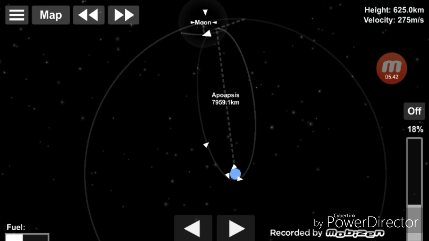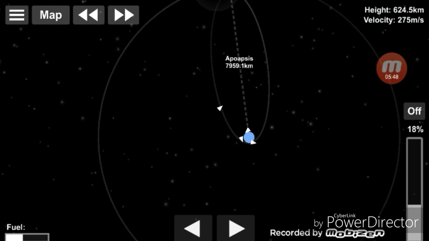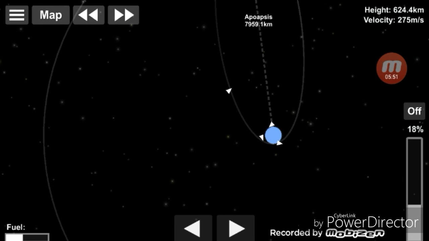You can also do flybys. You can encounter Venus to get to Mars, or get to Jupiter. Those things take a considerable amount of planning, and this does not have the LTV to do that.